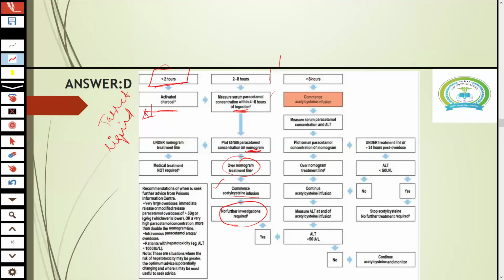Just as simple as that. If more than 8 hours have elapsed, what will you do? You will commence acetylcysteine infusion. In our question, he was conscious 6 hours before, but we don't know the time when he ingested those tablets. So in that case, just start, and then measure serum paracetamol concentration and ALT level. After the results return, you plot these paracetamol levels on the nomogram. If it's over the nomogram treatment line, we have to continue. If it's below, then we have to stop.